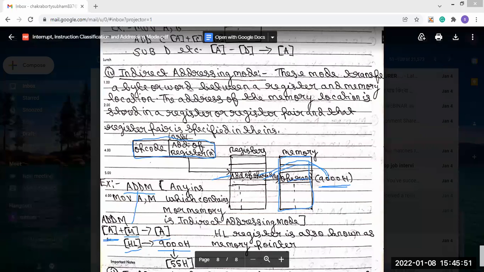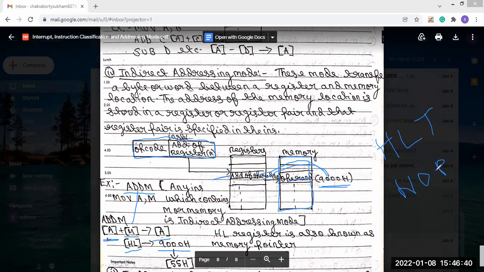And the last one we have is the implicit or implied addressing mode. In this, the instruction itself specifies the data to be operated on. That means, let's say only HLT, halt, is given. Here no operands are there. Only the opcode.